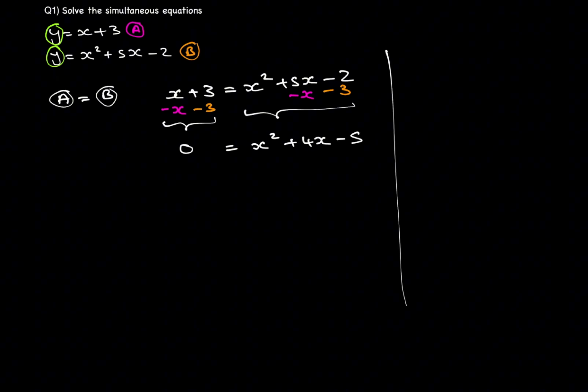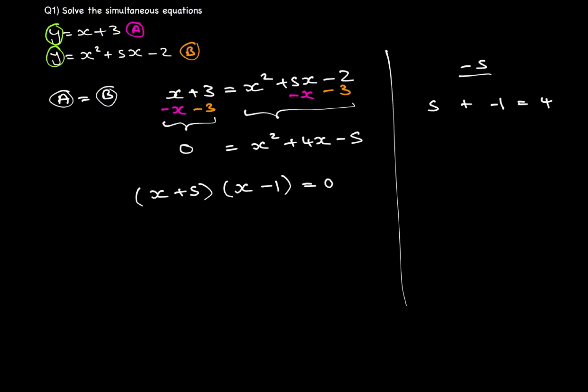So in order to solve this quadratic, I'm going to factorize it. So I need two factors of negative 5 that add to give me positive 4. The combination must be 5 and 1. And in order to get 4, it must be negative 1. Come back onto the left-hand side. I've got x plus 5 brackets x minus 1 is equal to 0.